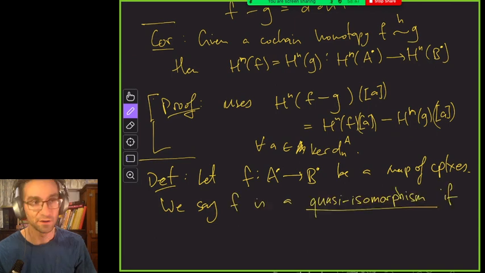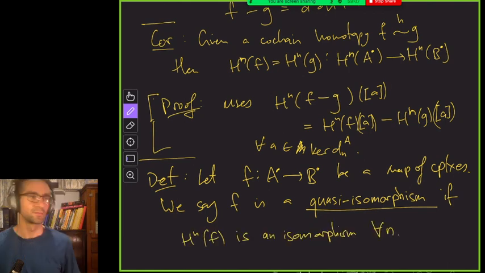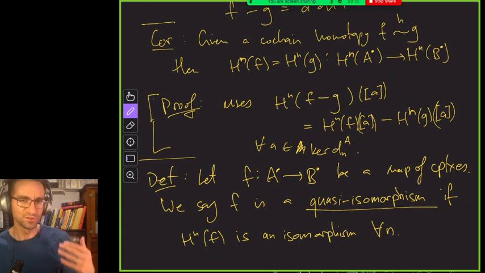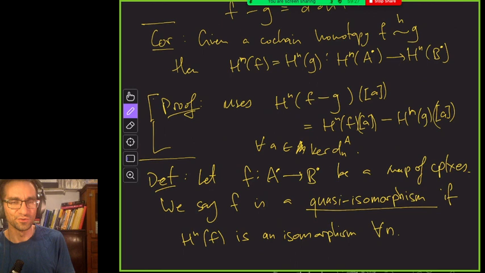If H n of F is always an isomorphism. So this sums up the purely algebraic notion of saying, instead of these two spaces have all their invariants the same, it's like these two cochain complexes have all their invariants the same. And when cochain complexes arise from spaces, then it reduces to sort of saying, oh, these spaces are indistinguishable from the point of view of these particular invariants.